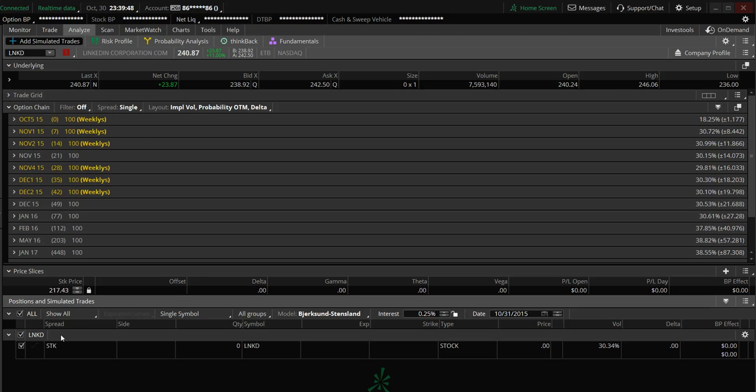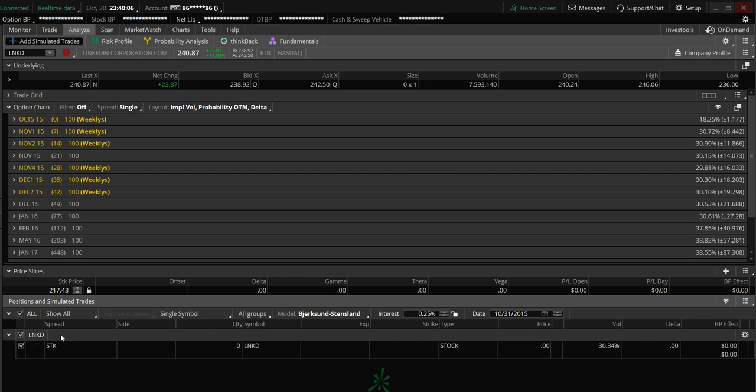Now, if you haven't viewed the spread video yet, probably a good idea for you to look at that first, because a butterfly is actually a strategy that combines more than one spread. So it'll help if you have the basic understanding of how spreads work.